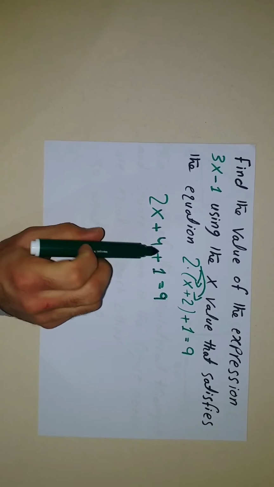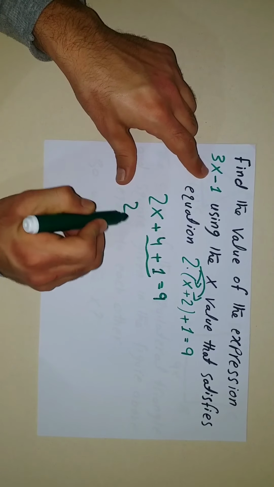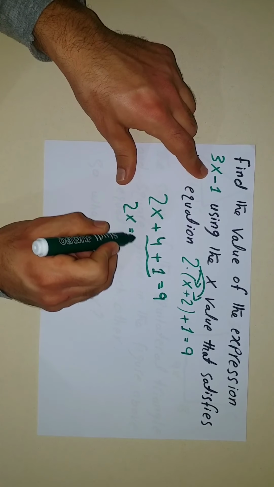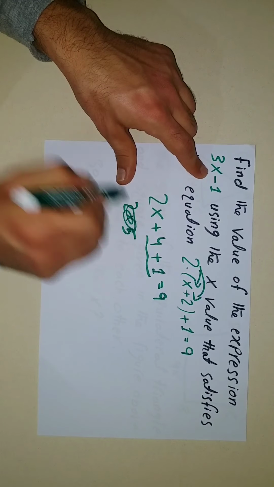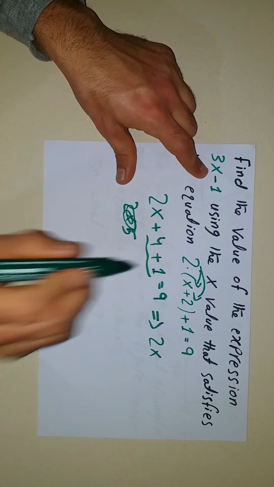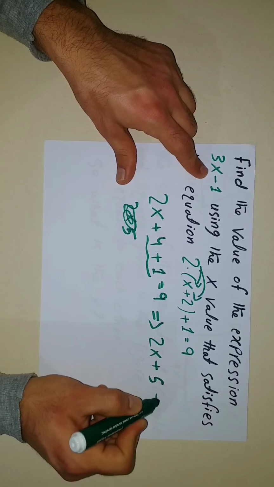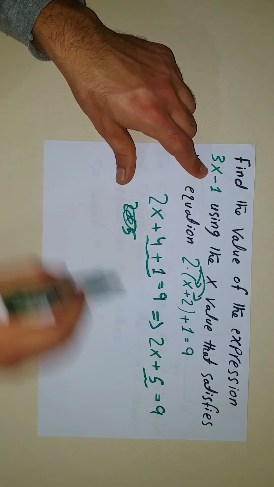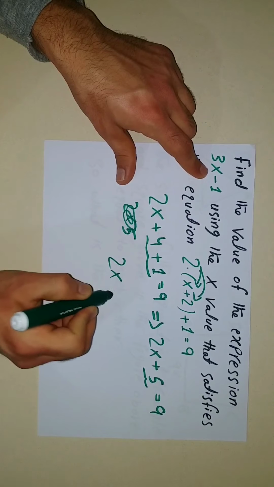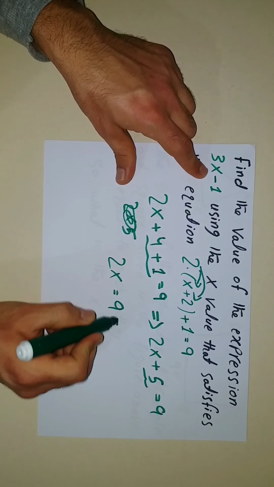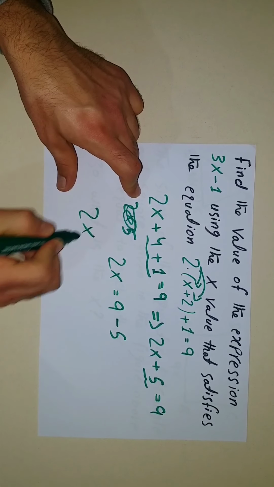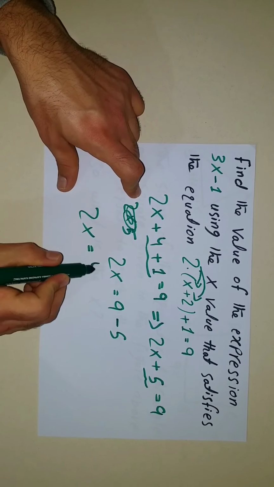So now first 4 plus 1 is equal to 5. Sorry, I will solve it like this: 2x plus 4 plus 1 is equal to 5, so 2x plus 5 is equal to 9. Now I will transfer this 5 to the other side of the equation, so it will be in minus. So 2x is 9 minus 5, I transfer this 5 to the other side. So 2x is 9 minus 5, which is equal to 4.